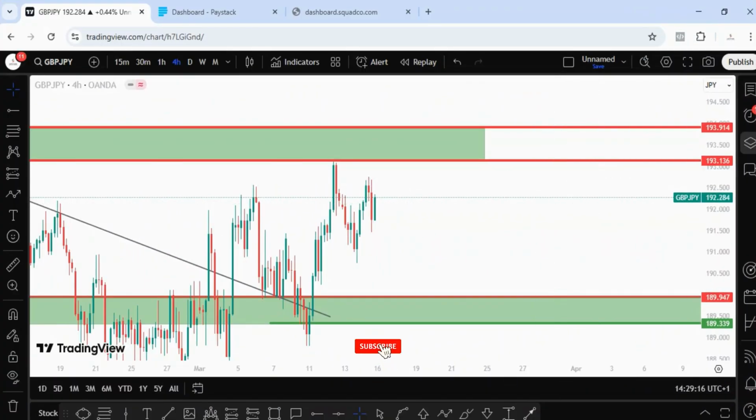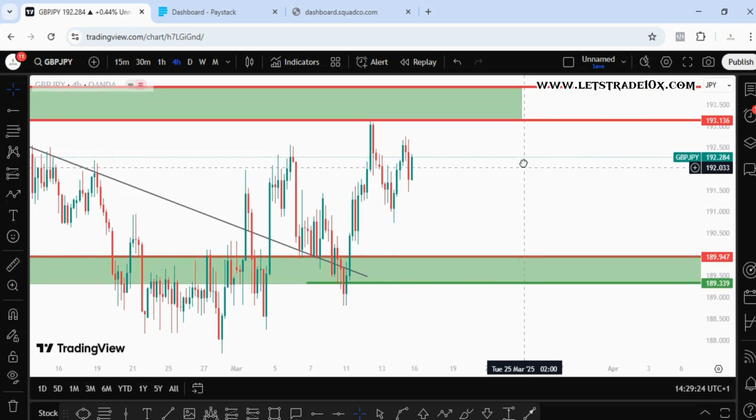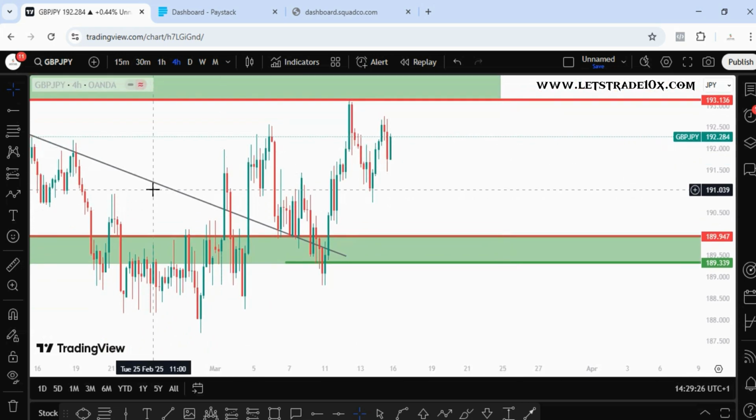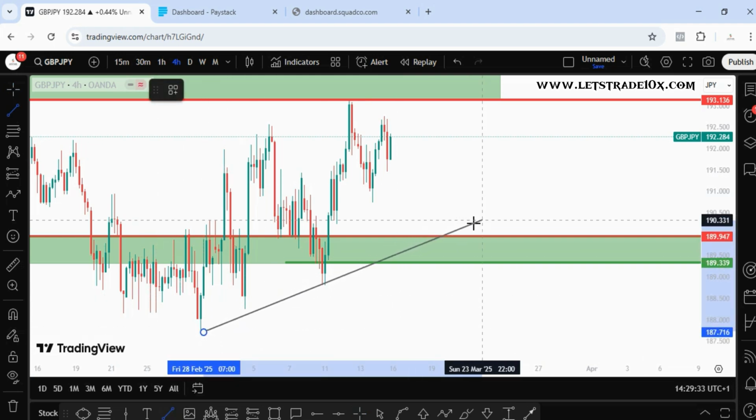Welcome back, guys. So you can see how GBPJPY made its way to our target from last week or even last 2 weeks, which is 193.136 before price sold off from there. Now, going into next week, what do we expect? I'm also going to be giving bullish and bearish scenarios on GBPJPY going into next week.